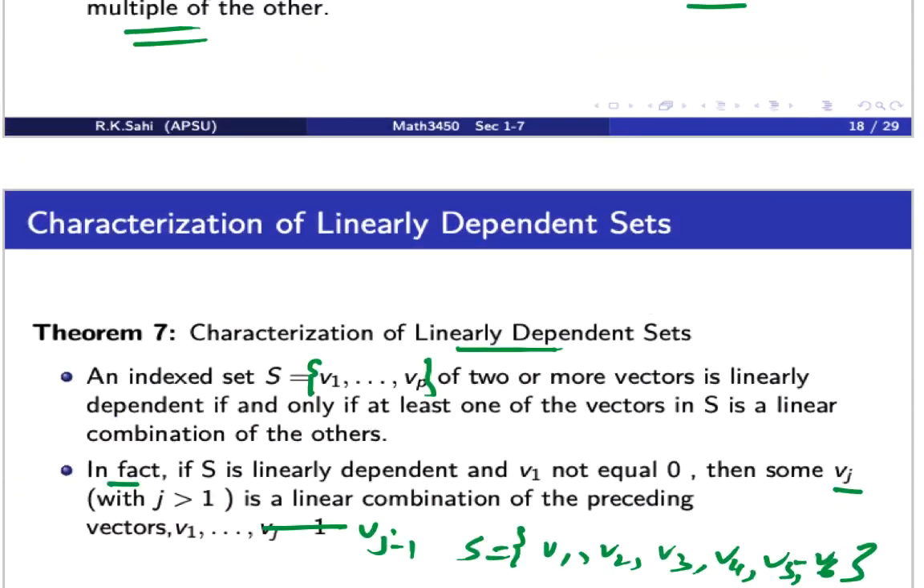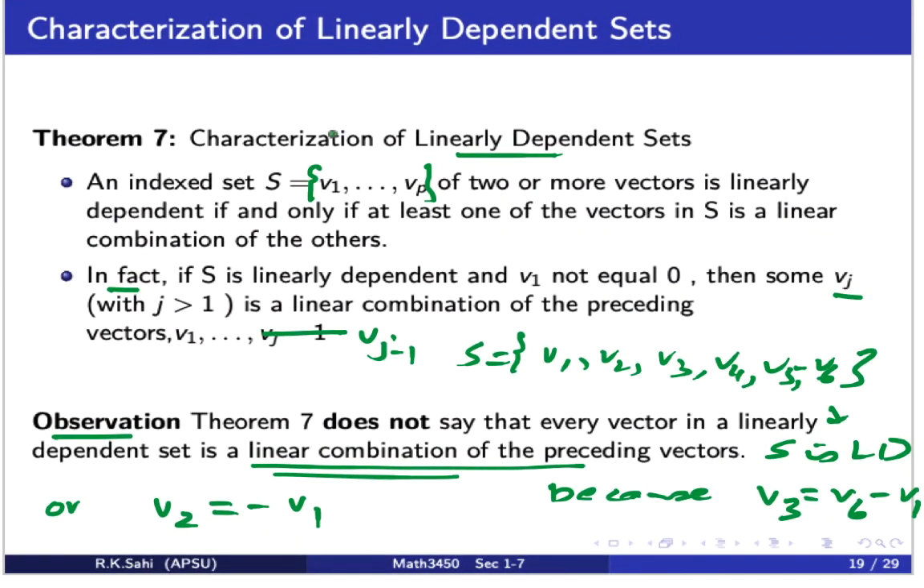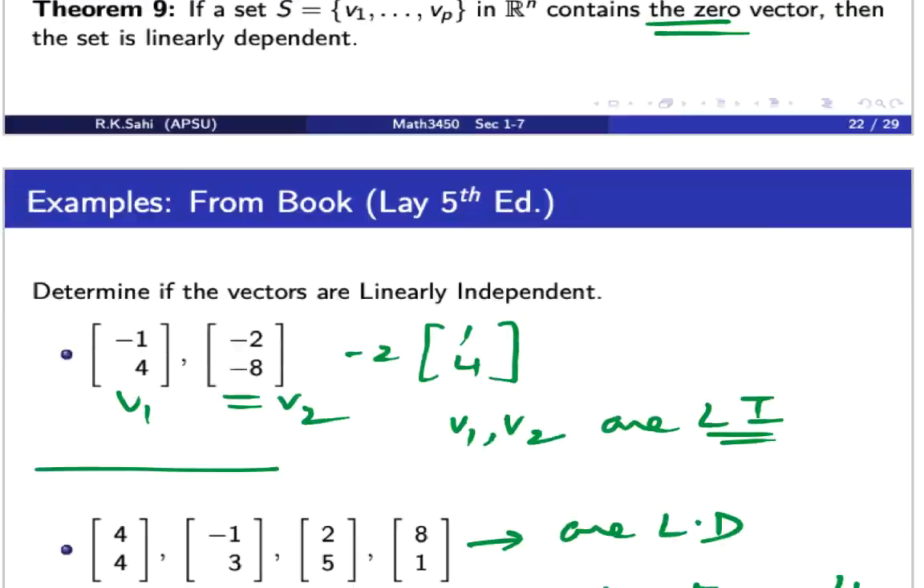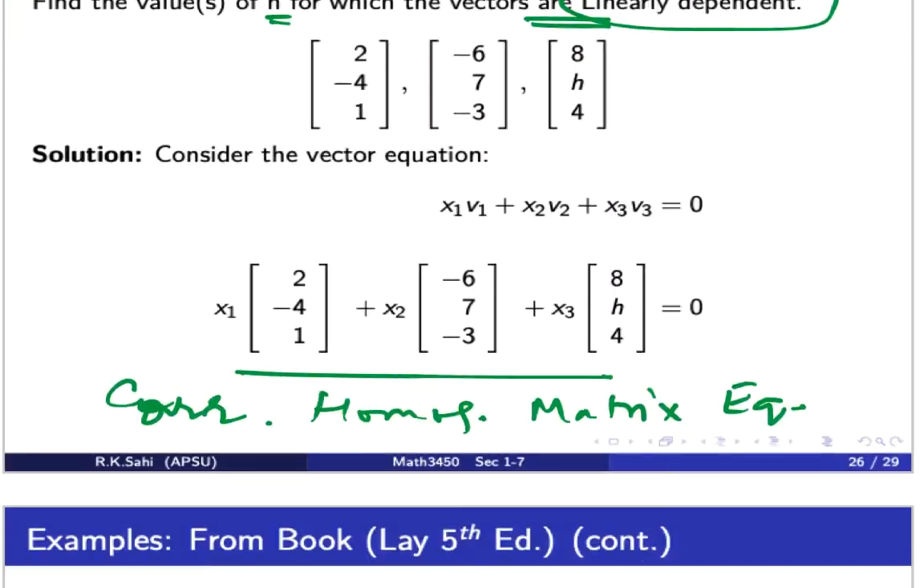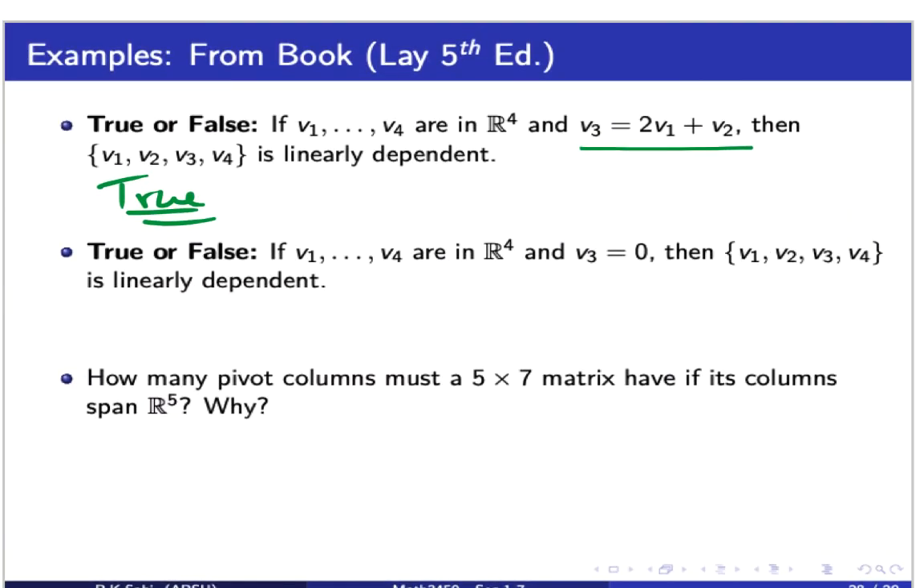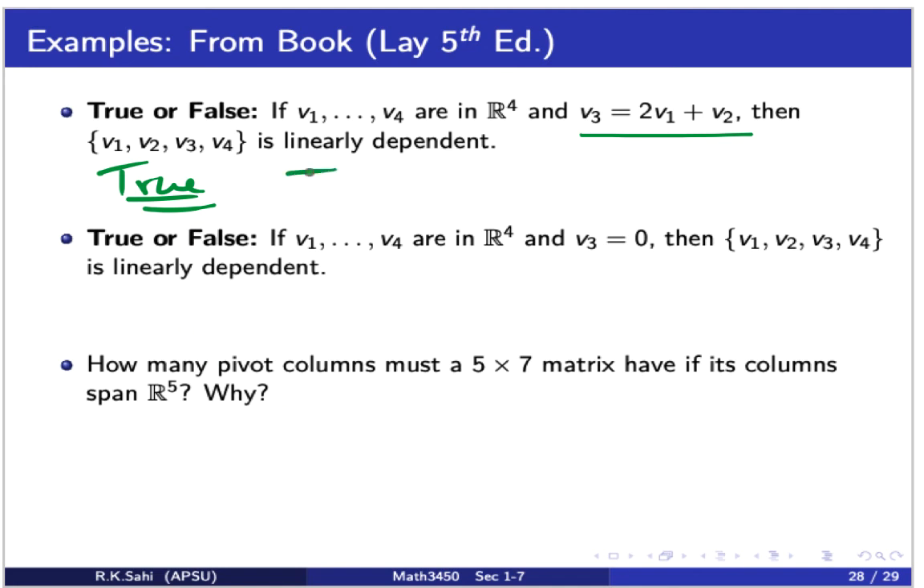Previously, yeah. Theorem 7, which says characterization of linearly dependent sets. Okay, so we have got that. The answer is true. They are linearly dependent by Theorem 7. Okay, let's look at the next problem.